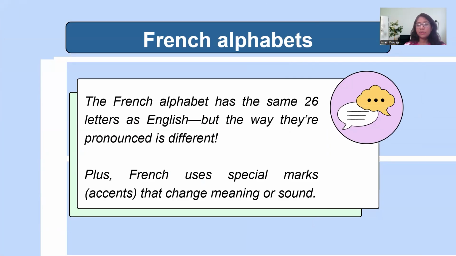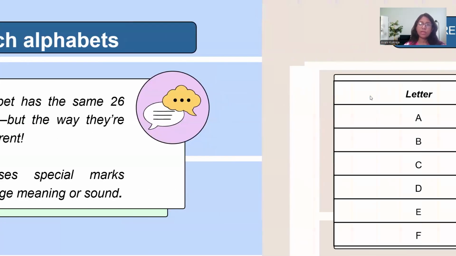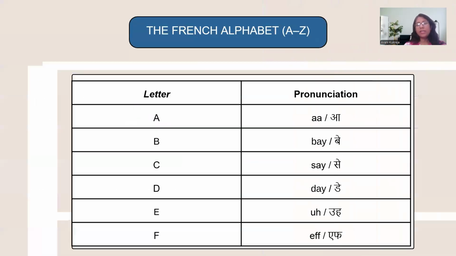pronounced is very different. Plus, in French, we use special marks which are called accents that change the meaning of the sound. We'll talk about these accents later. Let's first focus on these 26 letters and their correct pronunciations. Now, everybody, you're going to repeat with me the correct pronunciations. So let's get started, everyone.